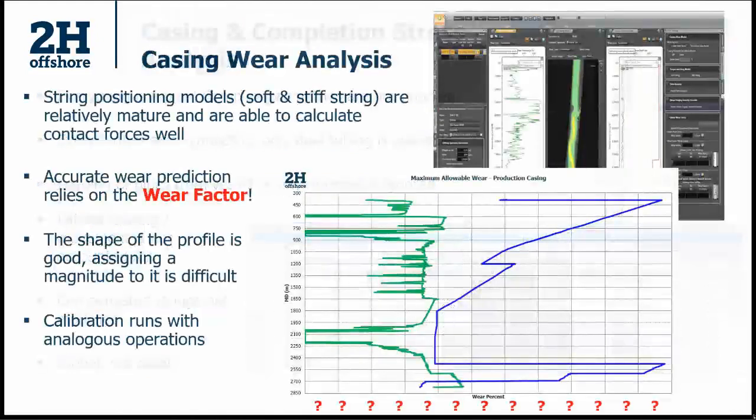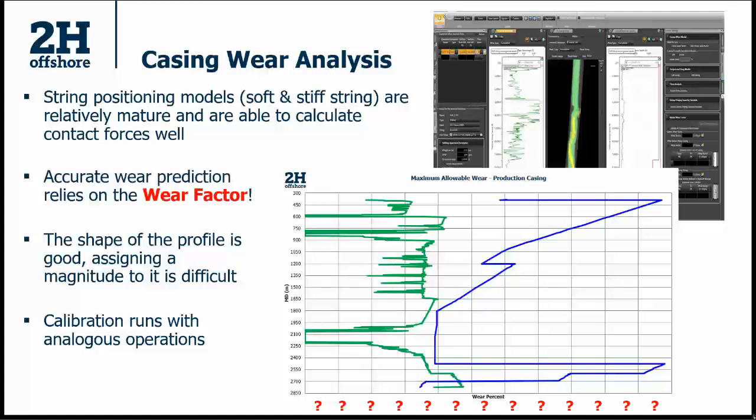Casing wear analysis is quite mature. String positioning models, you have options for soft and stiff string. They're pretty mature. They can calculate the contact force as well, and that's what casing wear is highly based on.